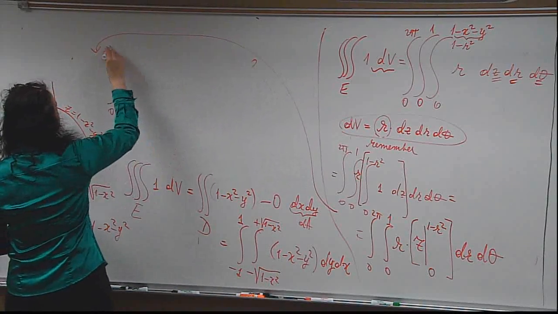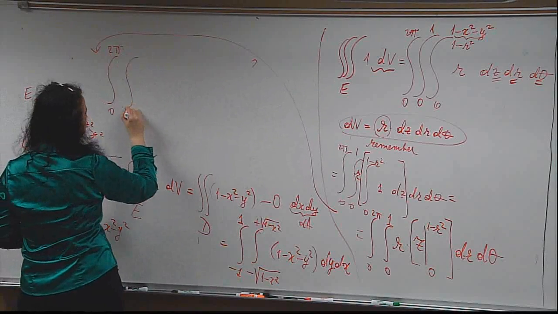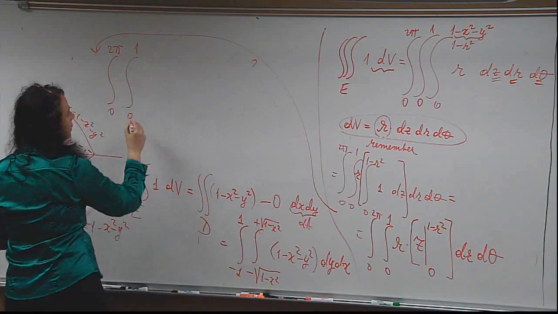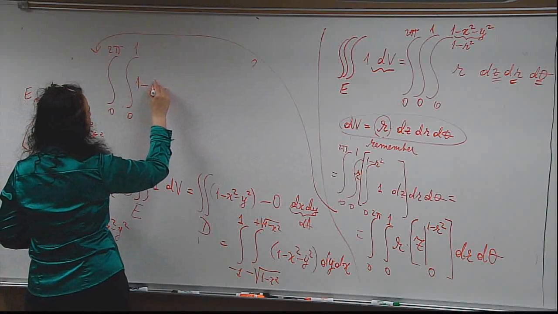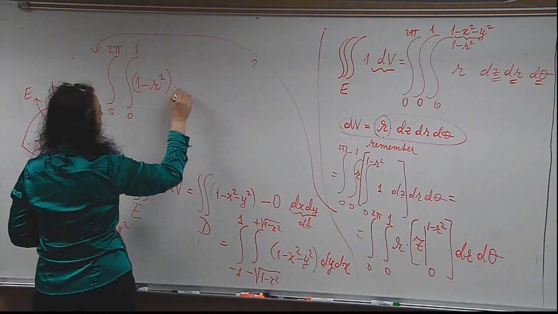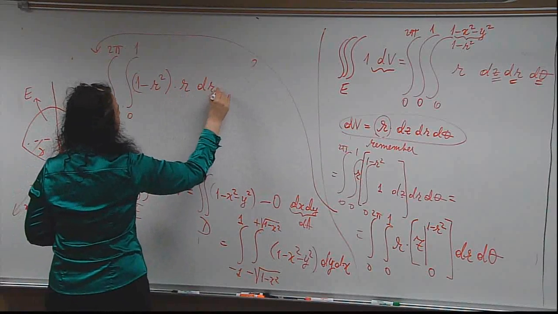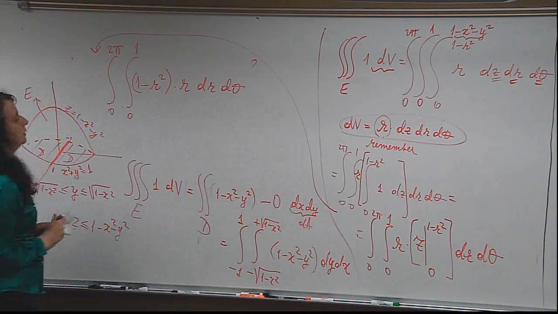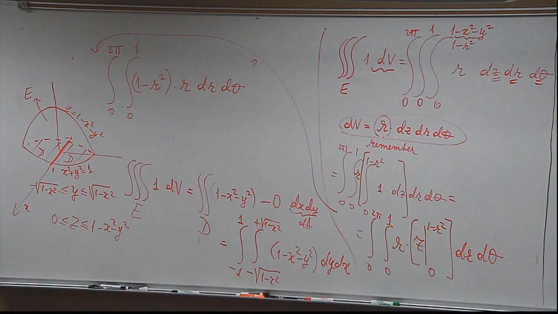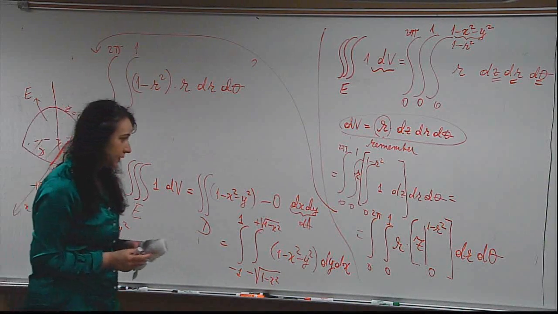Integral from 0 to 2 pi, integral from 0 to 1, your old friend 1 minus r squared times your old friend r, dr, d theta. Is this hard? Come on, this is not hard. This is a piece of cake. A piece of chocolate cake.